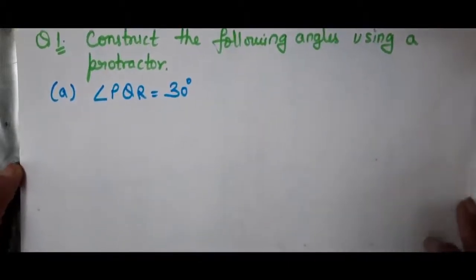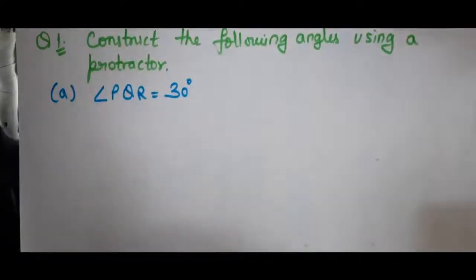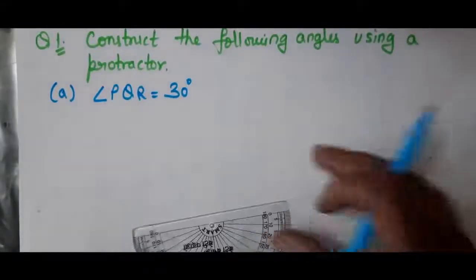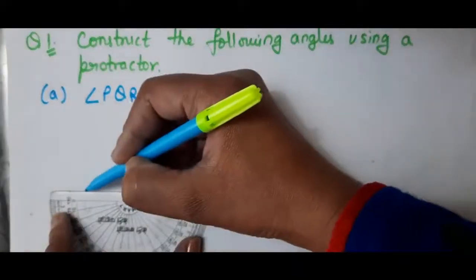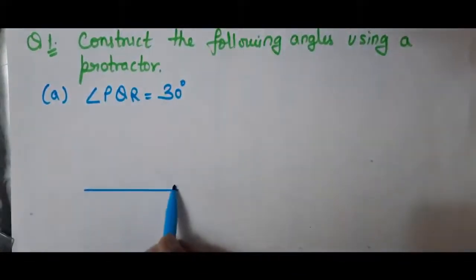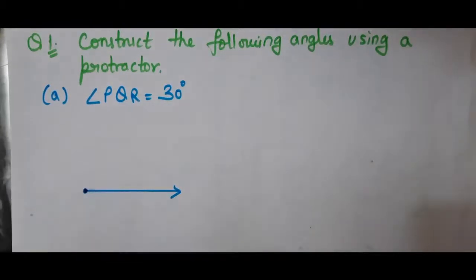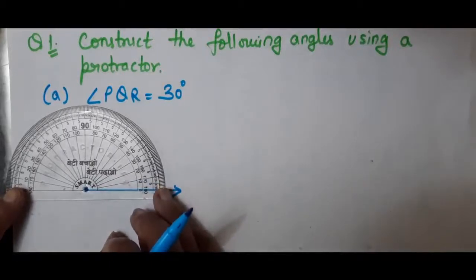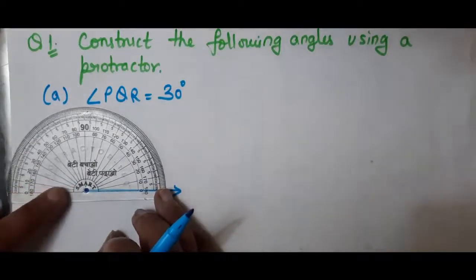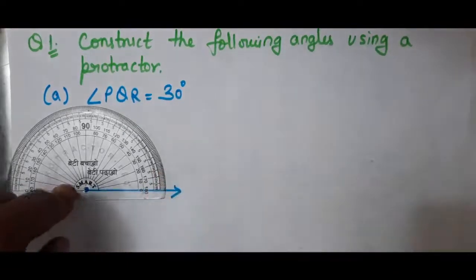So let us start. Use your scale or protractor to draw a ray. So this is a ray which has one end point and it is extended from the other side, right? At this point, we will place our protractor in coincide with the ray which we have drawn, right? This middle point should be at the end point, right?